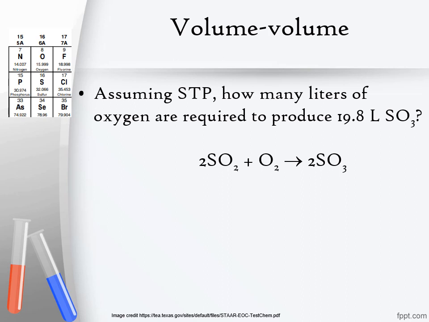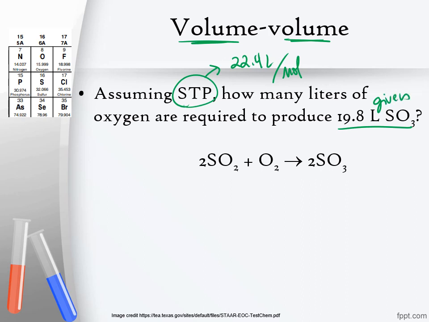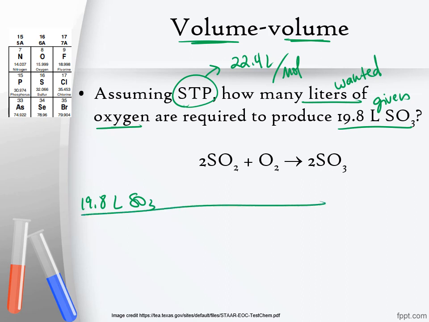All right, so now we're going to do a similar but slightly different problem, looking at volumes and volumes. So STP, remember that at STP we have 22.4 liters per mole of an ideal gas. So here is my given, and here is my wanted. So we always start with our given, 19.8 liters of SO3.